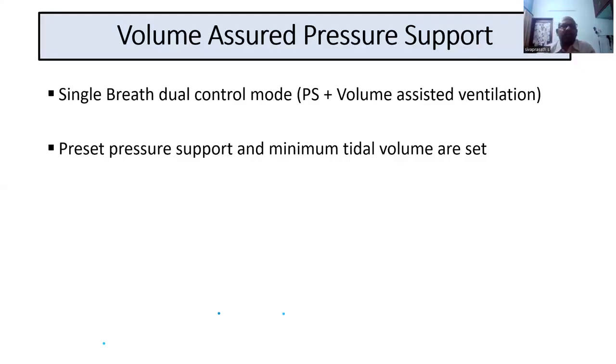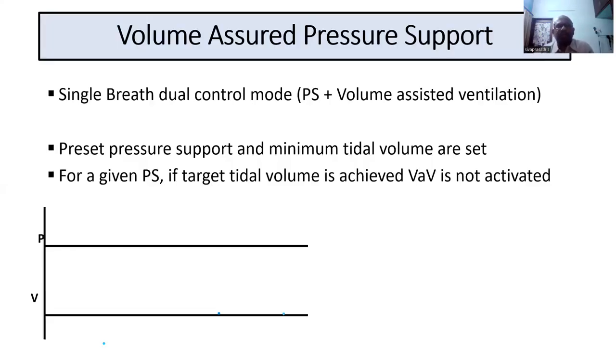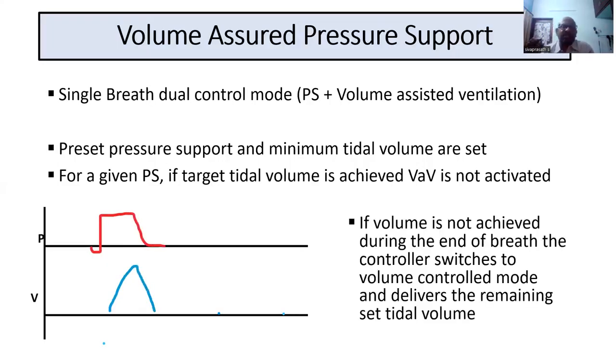Let us see how. It is a preset pressure support mode with a minimal tidal volume set. For a given PS, if the target tidal volume is achieved, the volume control mode will not be activated. But suppose the patient has a very poor effort, the sensor will look at the end of inspiration. Just before the inspiration is going to get finished, it will see whether the set tidal volume is achieved or not. If it is not achieved, remember it's a pressure support mode, it will convert to volume control mode. It will finish giving that volume in that same breath itself and will cycle.